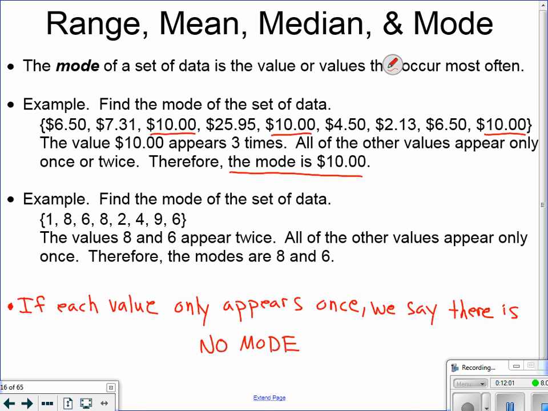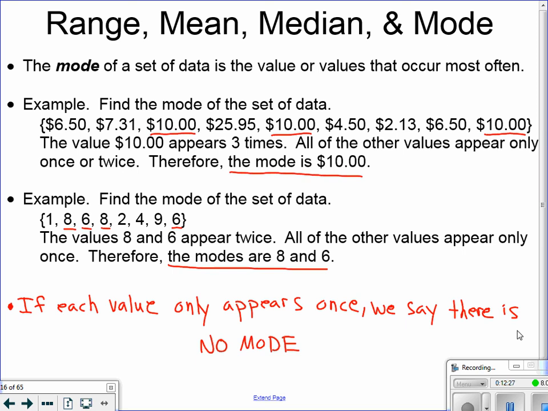Now let's look at the other example. We've got 2 8s and we've got 2 6s. Everything else is just there once, but 8 is there twice and 6 is there twice, so they're tied. So what ends up happening here is we have 2 modes. The modes are 8 and 6, and that can happen.